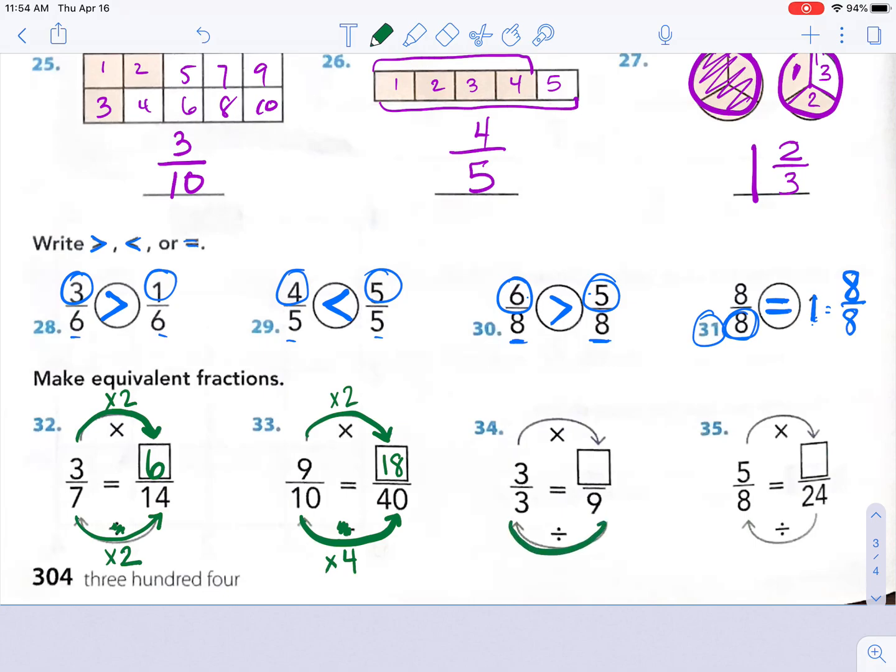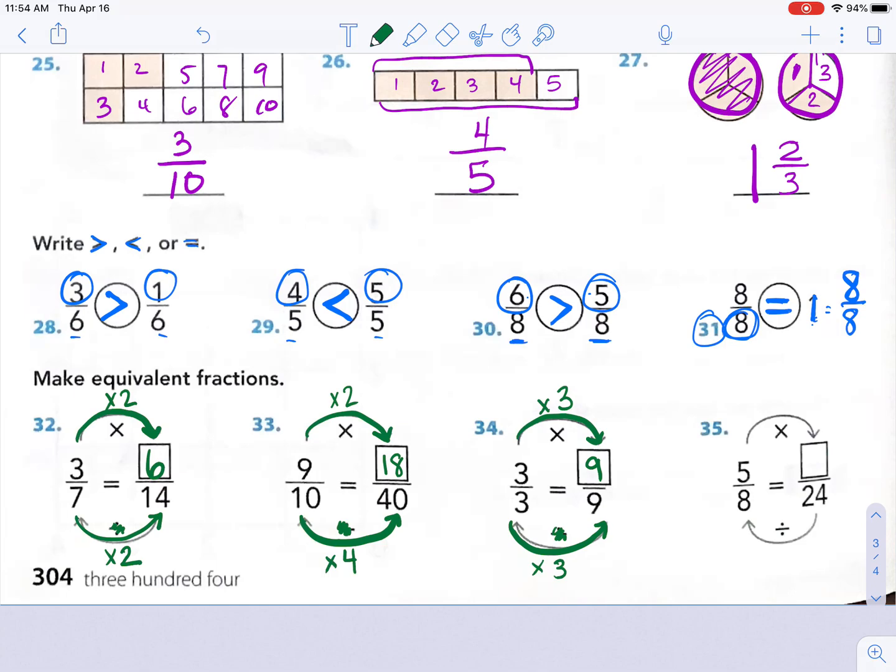Okay, let's turn our arrow the other way and get rid of the division. We're going to make a multiplication. 3 times what equals 9? 3, 6, 9, 12, 15, 18, 21, 24, 27, 30. 3 times 3 is 9. Excellent. What I do to the bottom, I also do to the top. 3 times 3 is 9.